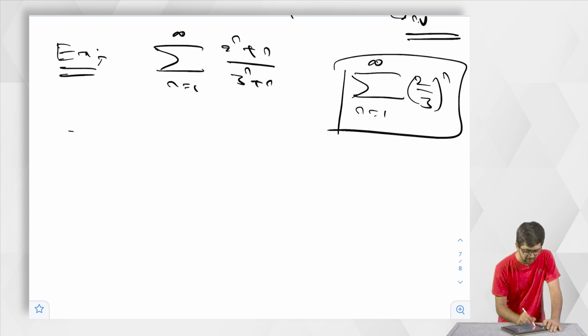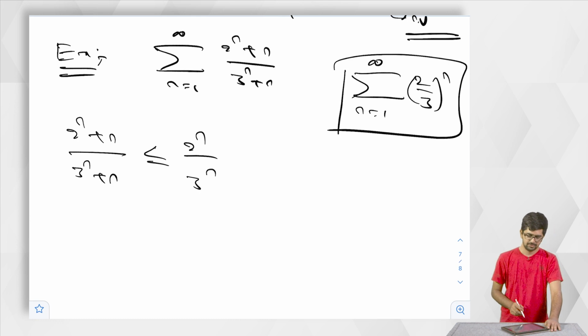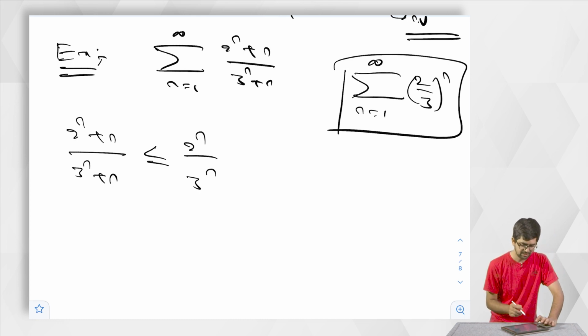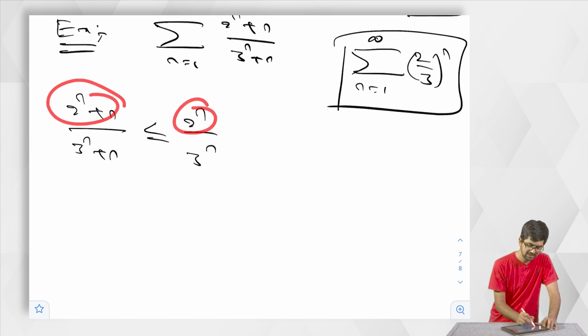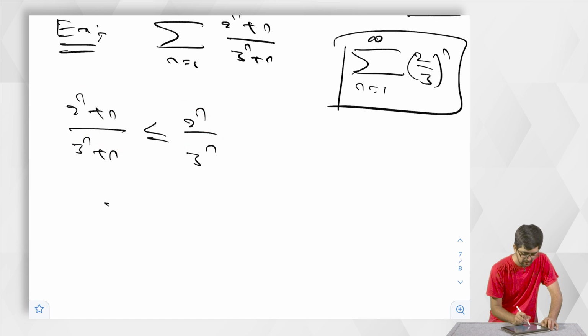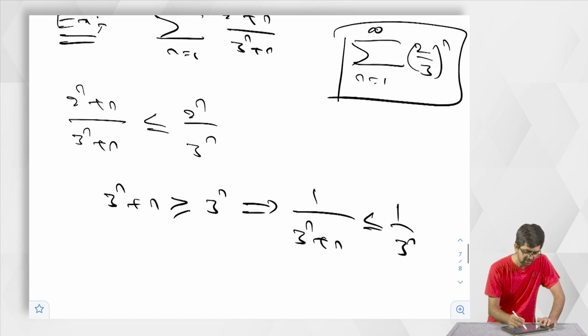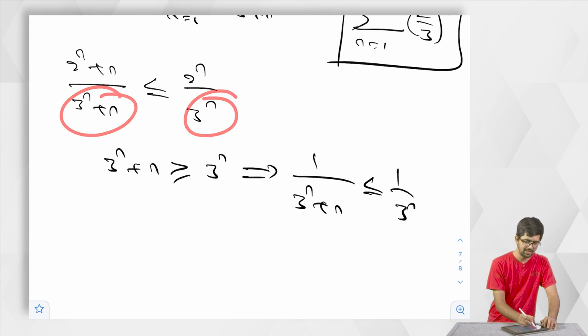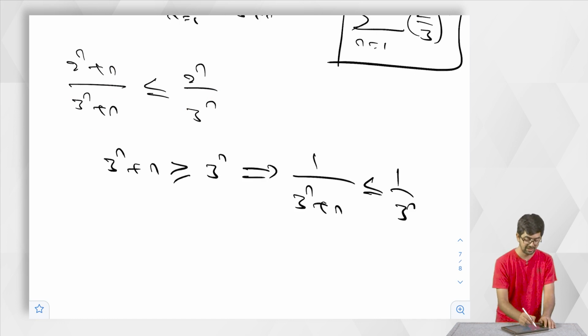So first thing to do is let us check if this is true. Is (2^n + n)/(3^n + n) less than or equal to 2^n/3^n? Is it true? It's not very clear whether it is true or not, because in the numerator there seems to be some problem. This is fine: 3^n + n is greater than or equal to 3^n. This implies 1/(3^n + n) is less than or equal to 1/3^n. So this part is fine. The only thing is I am adding some element n here. So can I do that? That's not very clear whether it is true or not.